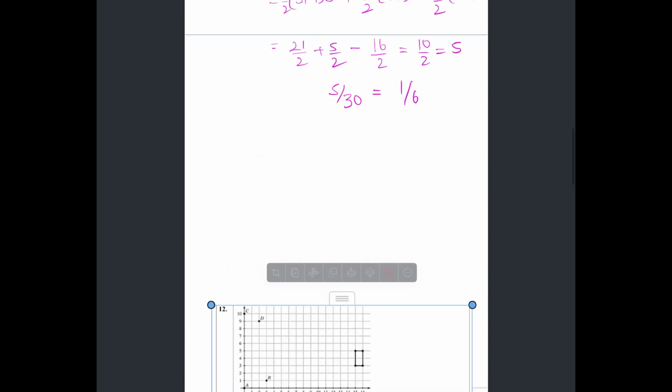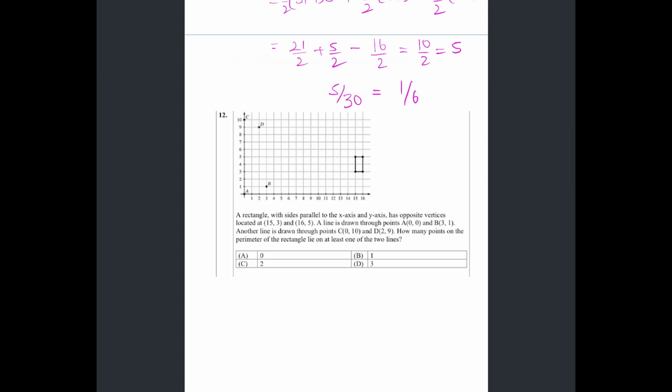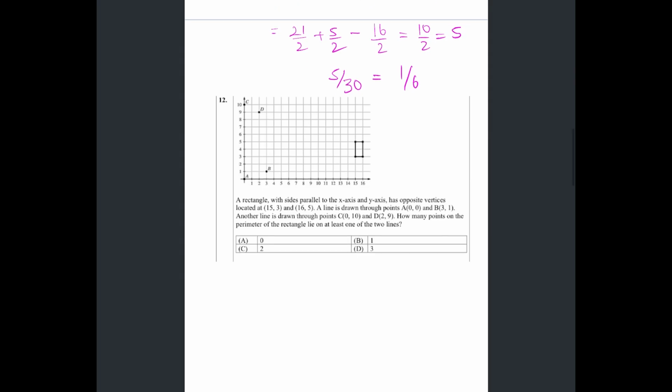Right? Next question: a rectangle with sides parallel to the x-axis and y-axis has opposite vertices located at 15, 3. Okay, so they're talking about this rectangle here, right? So this is a rectangle. Now a line is drawn through points A and B, and another line is drawn through C and D. How many points on the perimeter of the rectangle lie on at least one of the two lines? Okay, let's look at the diagram.